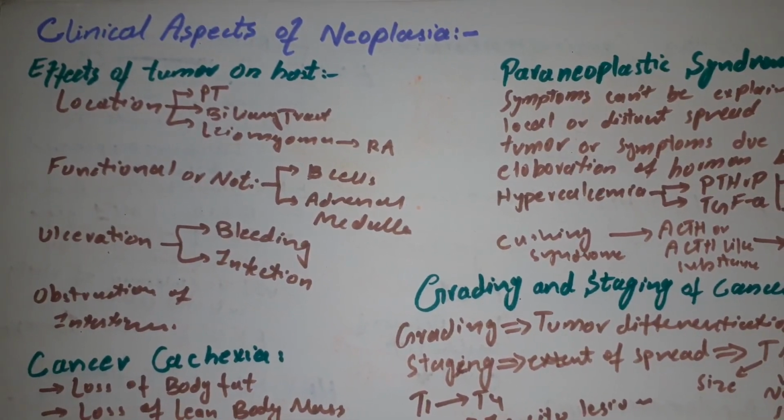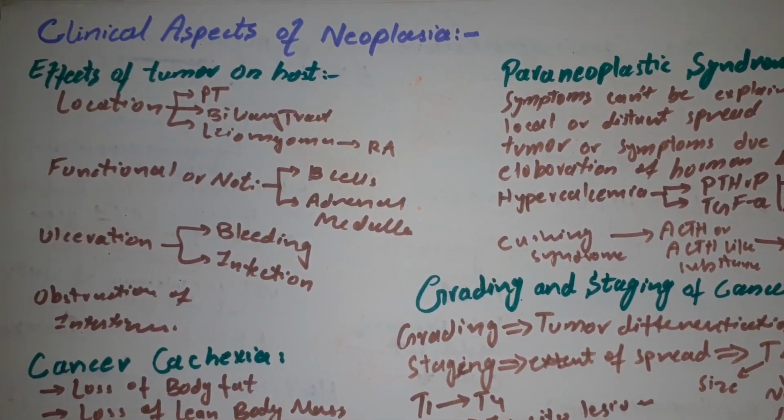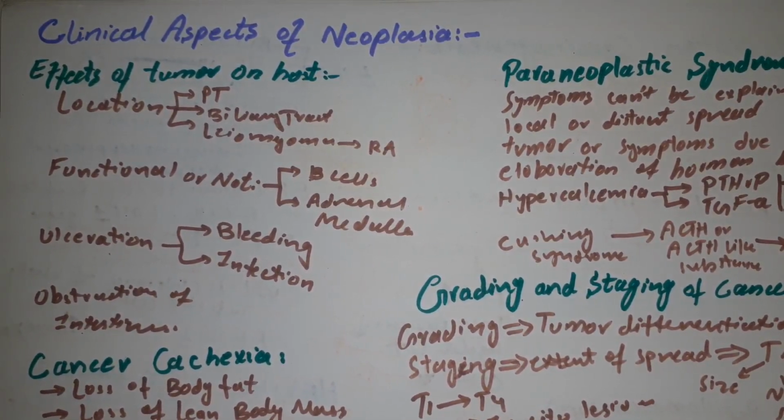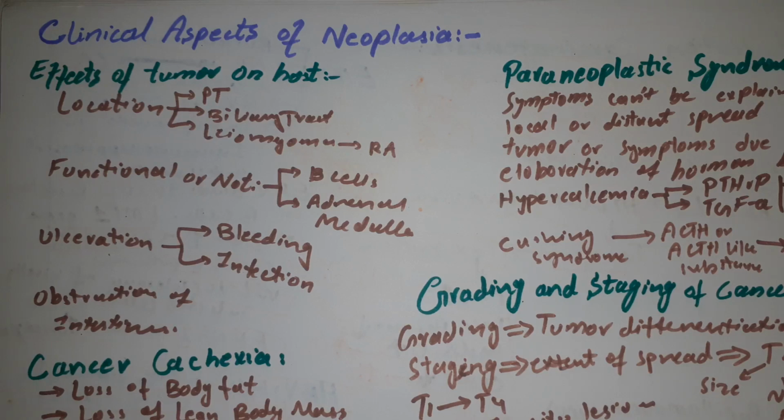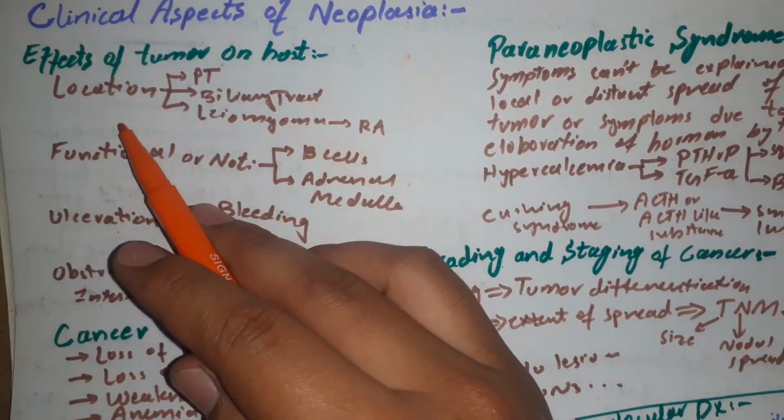Hi there. In this video, we are going to discuss the clinical aspects of neoplasia. Clinical effects of neoplasia depend upon multiple factors, for example, the location of the tumor, the size of the tumor, whether the tumor is functional or non-functional, whether the tumor is ulcerated, whether the tumor has shown metastasis to lymph node or distant site, and so on.